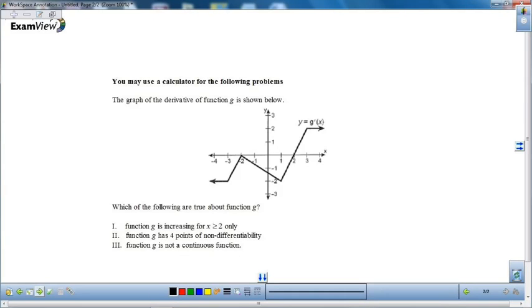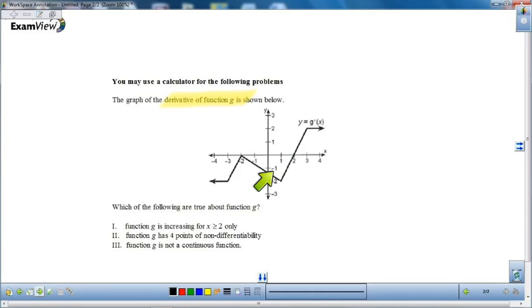So we're given the graph of the derivative of g. So we're looking at the derivative graph, not looking at the original. It says, which of the following is true about g? Okay, so part 1 asks, g is increasing for x greater than 2 only. So let's look at x greater than 2.